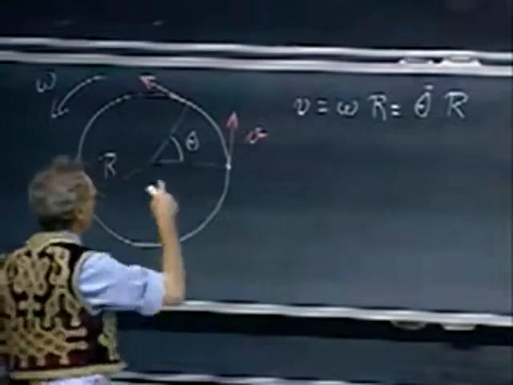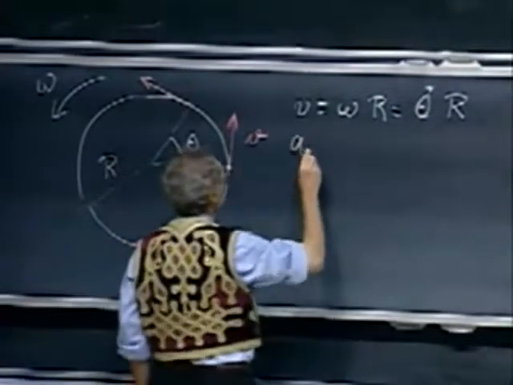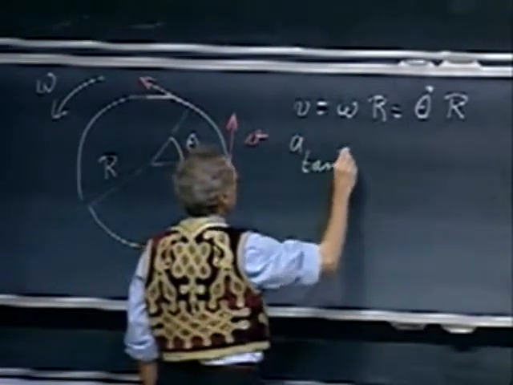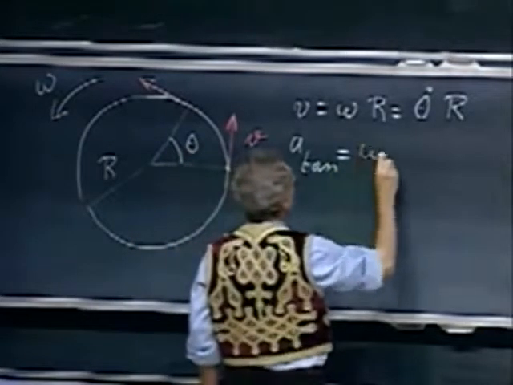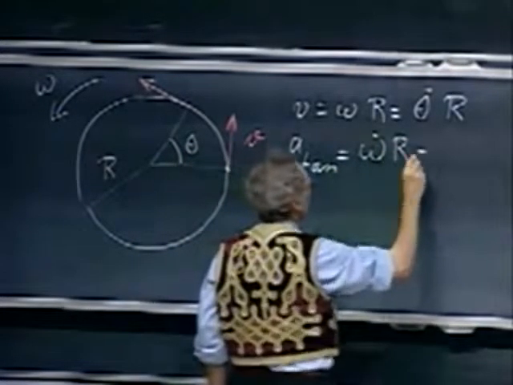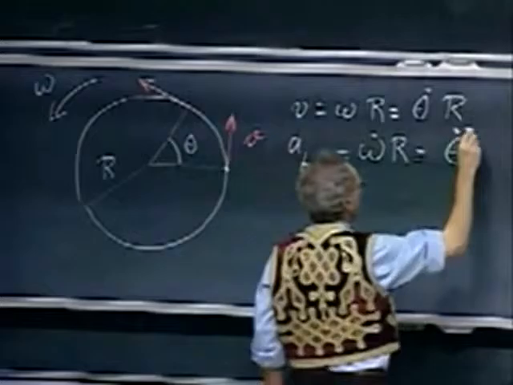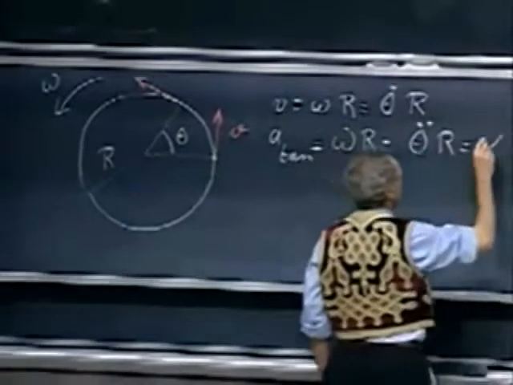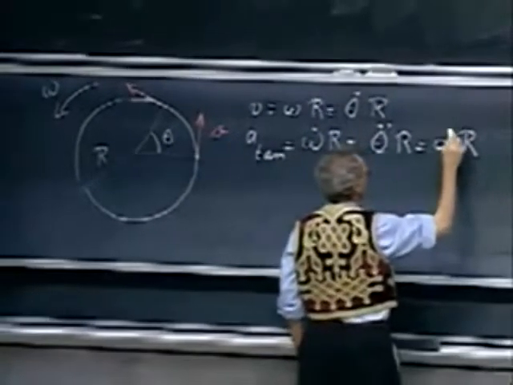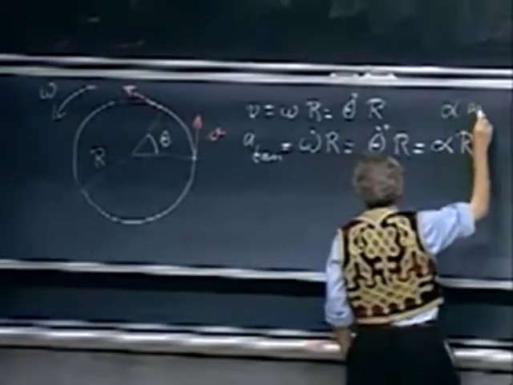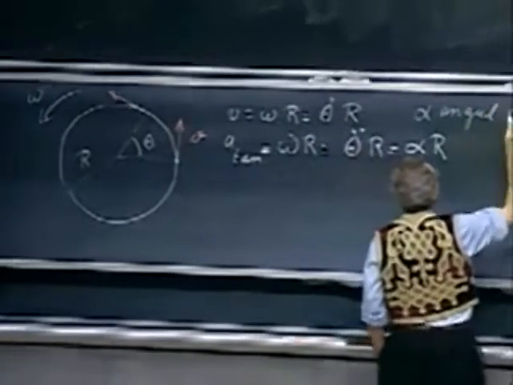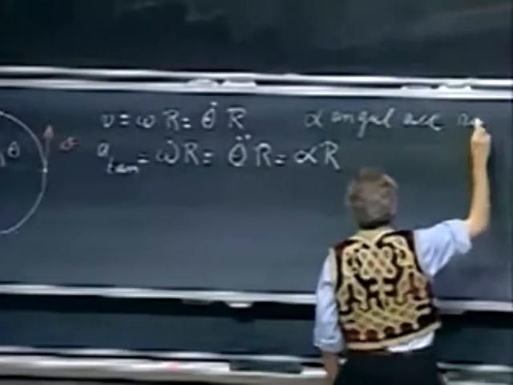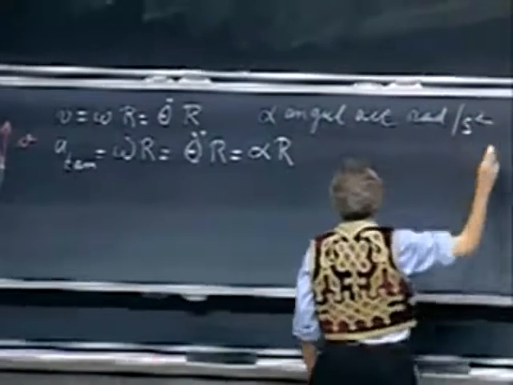And I can take now the first derivative of this, then I get a tangential acceleration, which would be omega dot times r, which is theta double dot times r, and we call theta double dot alpha, and alpha is the angular acceleration, which is in radians per second squared.